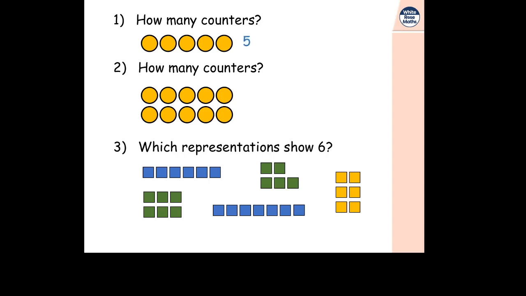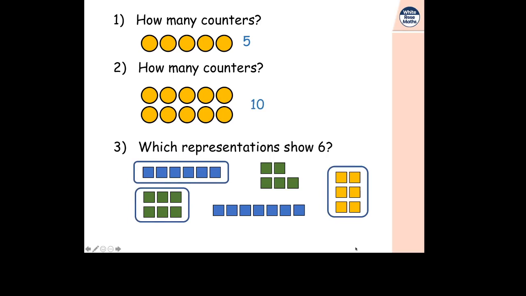So we've got 5 counters here. For question 2, we've got 10 counters. And then these 3 show 6. So we've got, and these are different arrays. So here we've got 1 group of 6. Here we've got 2 groups of 3. And here we've got 3 groups of 2. Thinking about what we did yesterday.